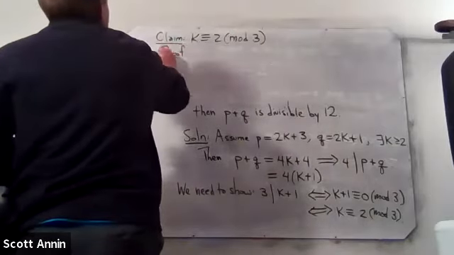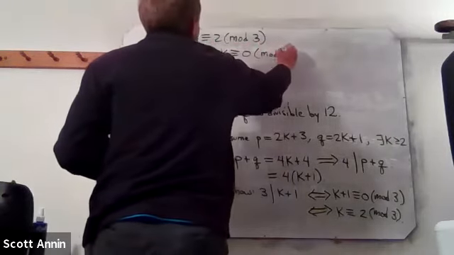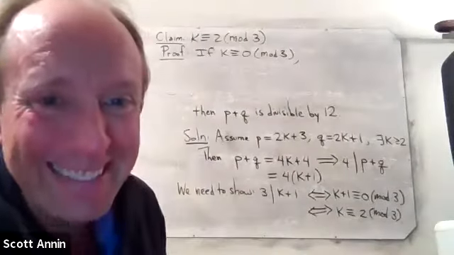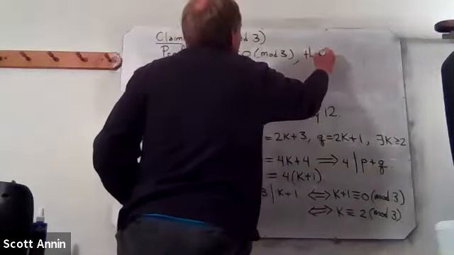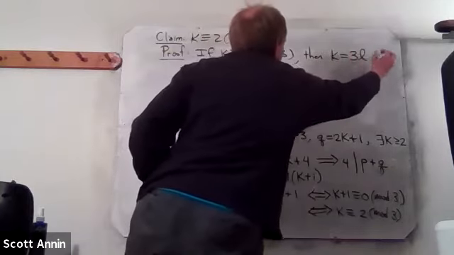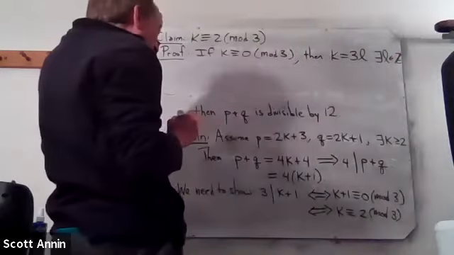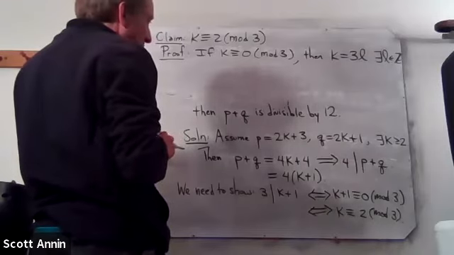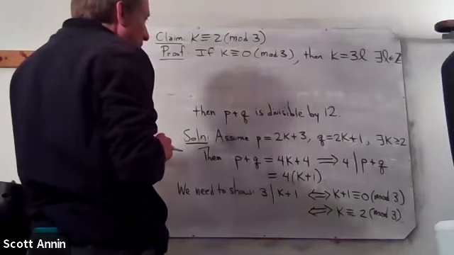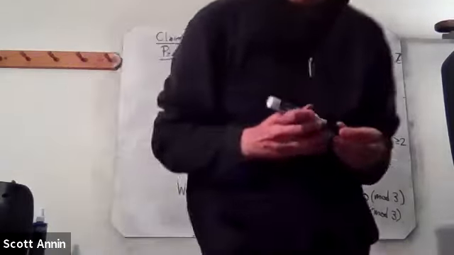And the proof is, well, if k is congruent to 0 mod 3, let's try to derive a contradiction, right? Well, what does this mean? This means then k is actually a multiple of 3. So let's call it 3L for some integer L. And in this case, if k is equal to 3L, does anybody see a contradiction?